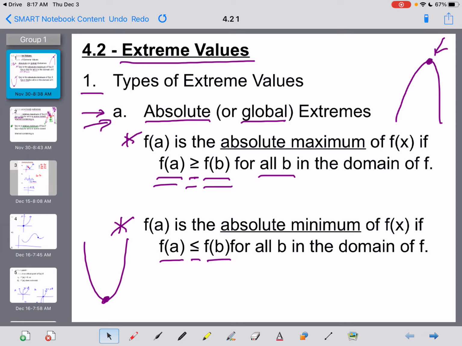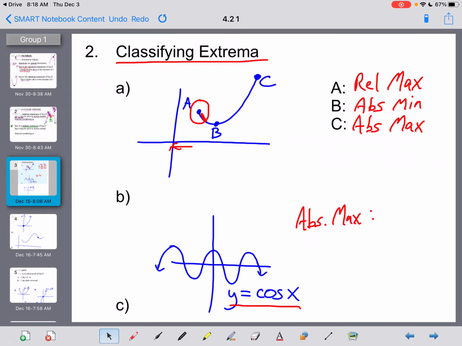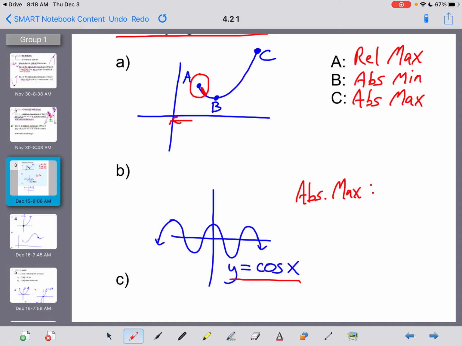Our definition of an absolute maximum is a point right here where f of a is greater than or equal to f of b. So we need a y value that is greater than or equal to every other y value in the range of the entire function. And the answer to that is, yeah, we do have it. The highest that cosine is ever going to get is 1.